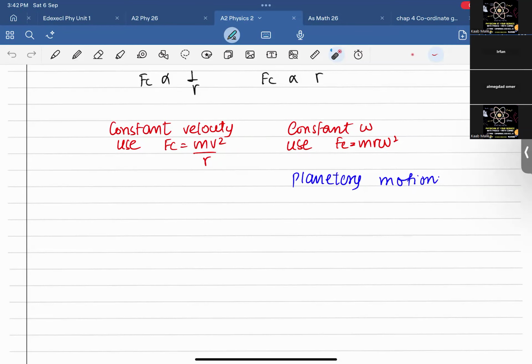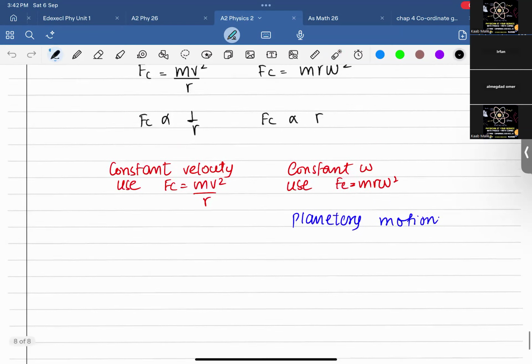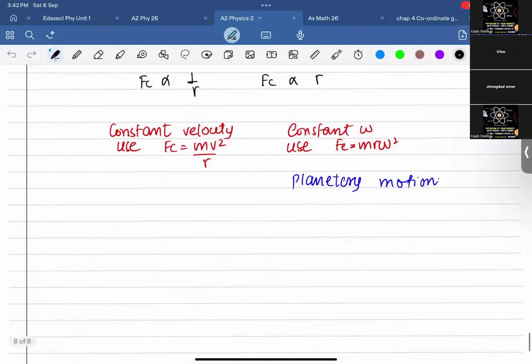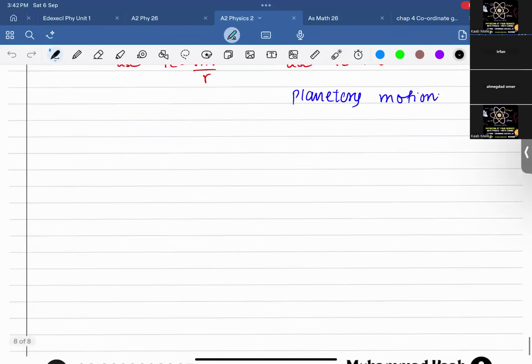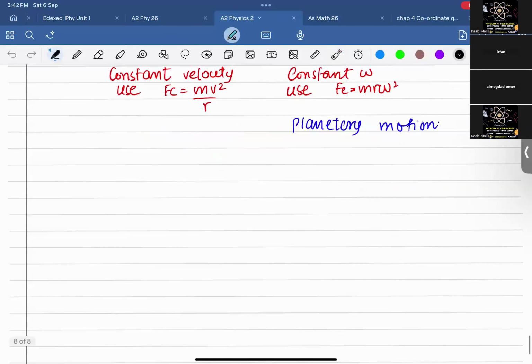Okay, so now we are discussing the applications where we can perform the circular motion. Okay, so applications of the circular motion.